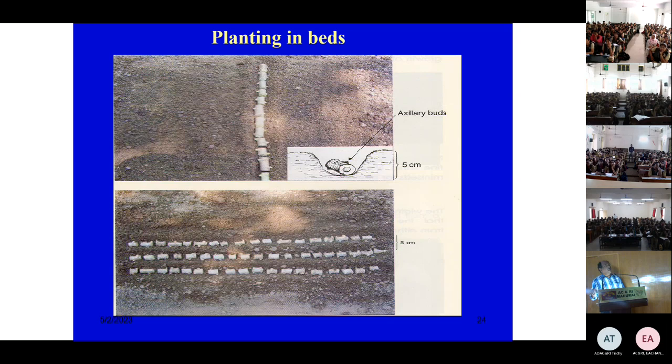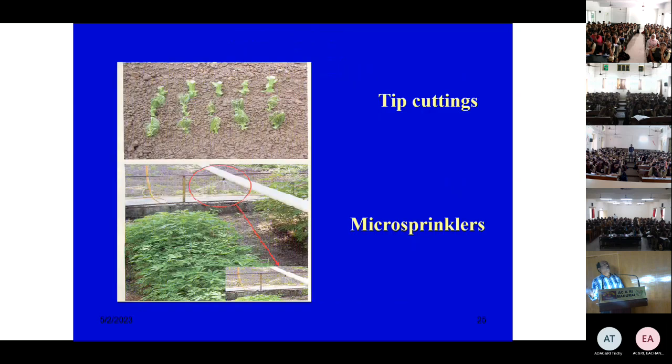So the horizontal placing of the mini sets, so that they are completely covered with the soil. Then the axillary buds are in the upward direction. So tip cuttings are also used for propagation purpose, and for irrigation purpose we have to use micro sprinklers.